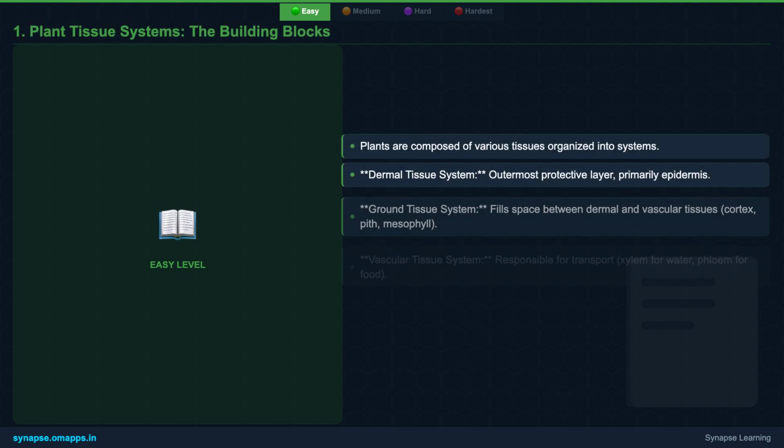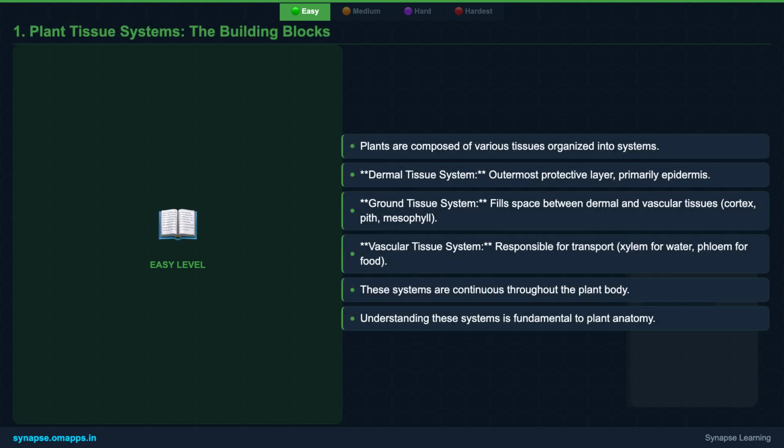Plants, like all living organisms, are built from specialized tissues. These tissues are organized into 3 main systems: the dermal tissue for protection, the ground tissue for bulk and various functions, and the vascular tissue for transport. You can think of the dermal system as the plant's skin, the ground tissue as its body, and the vascular tissue as its circulatory system. Understanding these systems is the first step to appreciating plant anatomy. We'll now apply this basic framework to differentiate between dicot and monocot roots, stems, and leaves.